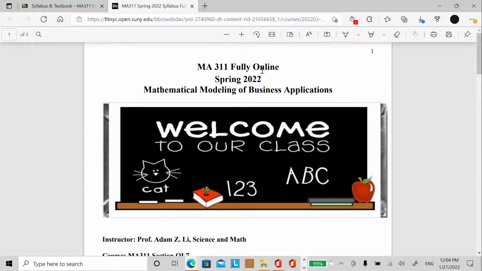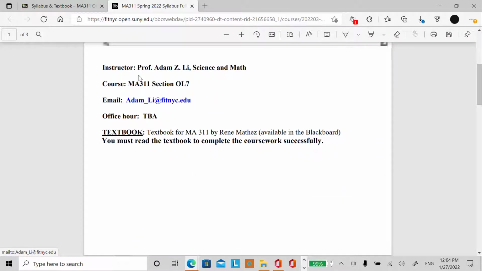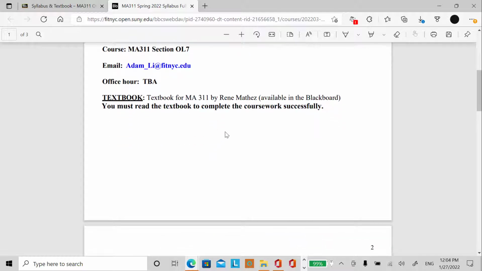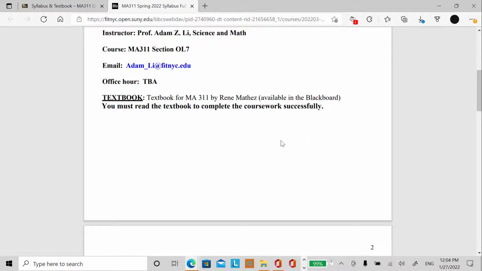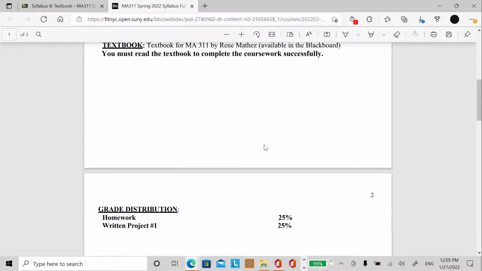It's MA311 fully online, section OL7. My email address is here, and the textbook is by my colleague, Renee. You must read the textbook to complete the coursework successfully. I also recorded lecture videos and PowerPoint. Combine both, and you should be able to understand the contents thoroughly and then do the homework and complete the written project.